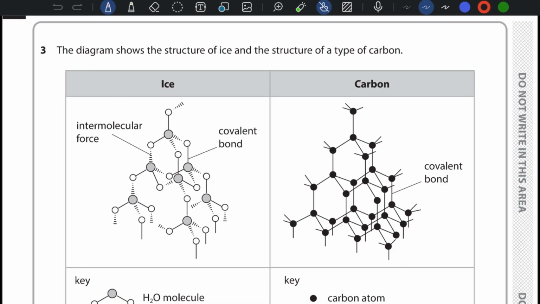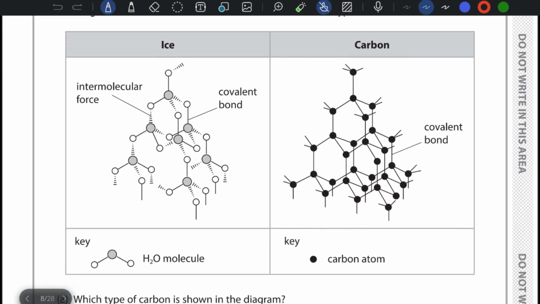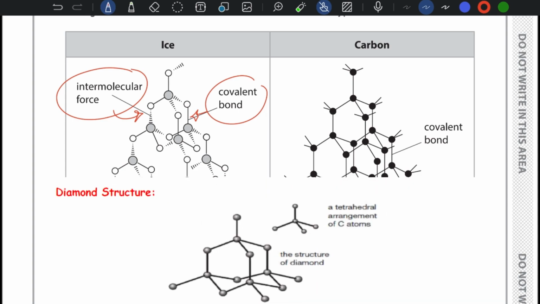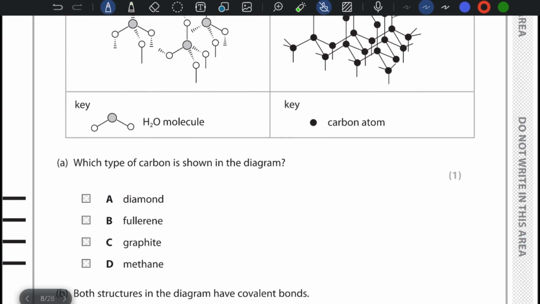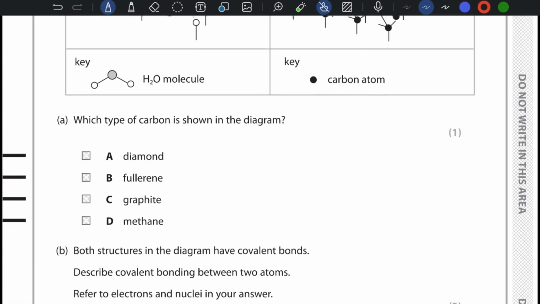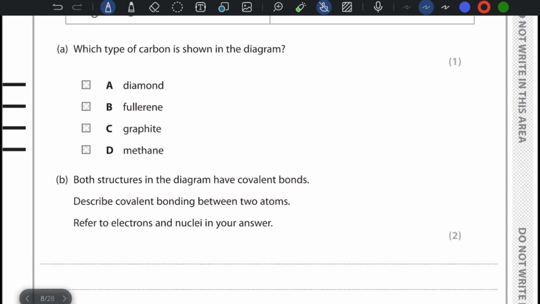Question 3, the diagrams show the structure of ice and the structure of a type of carbon. In ice, as you can see, there are intermolecular forces between particles and covalent bonds. But in the carbon form, which is diamond, only covalent bonds exist, no intermolecular forces. So which type of carbon is shown in the diagram? We mention now diamond.